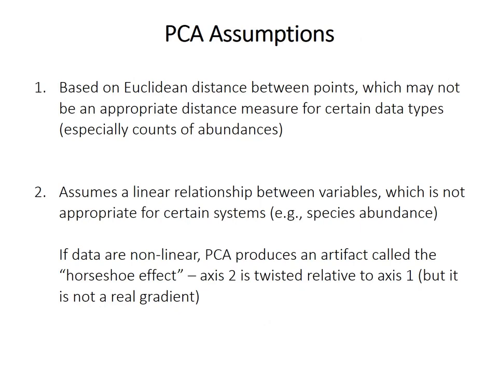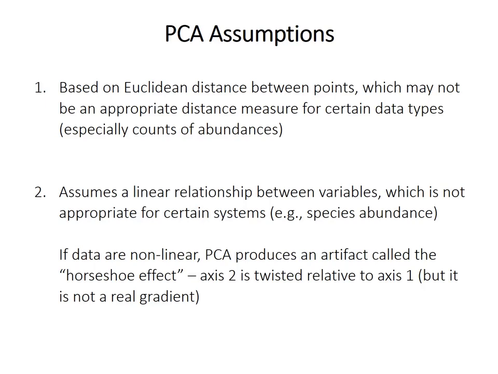So PCA has a couple really important assumptions. First, because it uses covariance or parametric correlation, Pearson's correlation, depending on the association matrix you use, it's based on the Euclidean distance between points. So in many cases, that's okay, but it might not be an appropriate distance measure for certain types of data. And in particular, PCA is not a good method to use for count data.